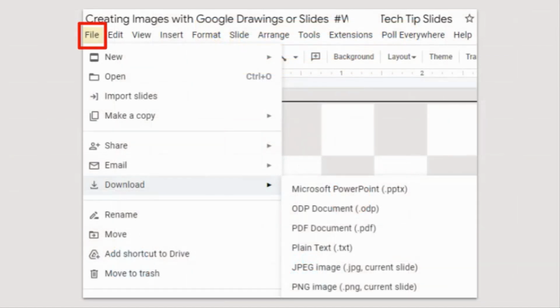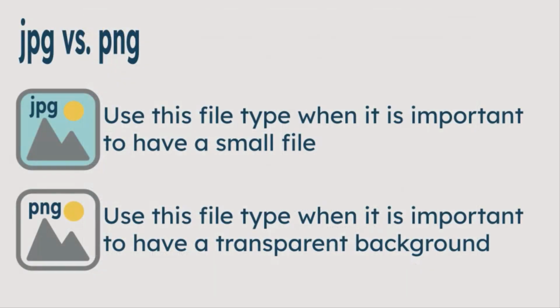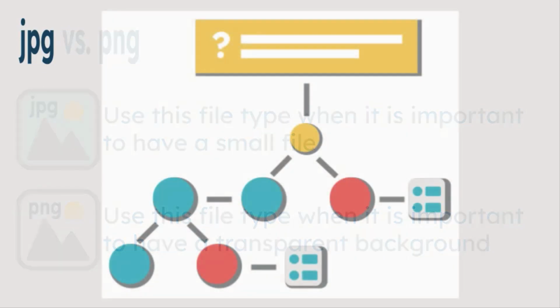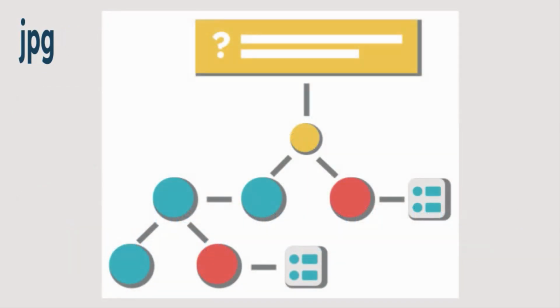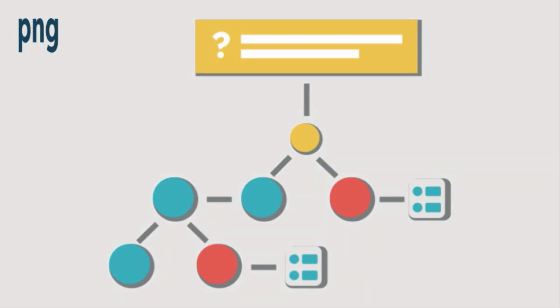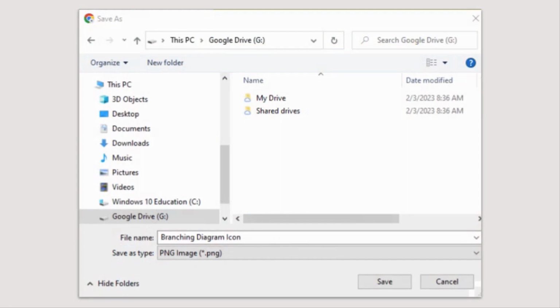To download as an image, select File and Download. There are a couple of familiar options, JPEG and PNG. When a smaller file is needed for an upload, we would choose a JPEG. If a transparent background is important, we would choose a PNG image. For our diagram image, we can see a white background for the JPEG image, and the PNG image has a transparent background.